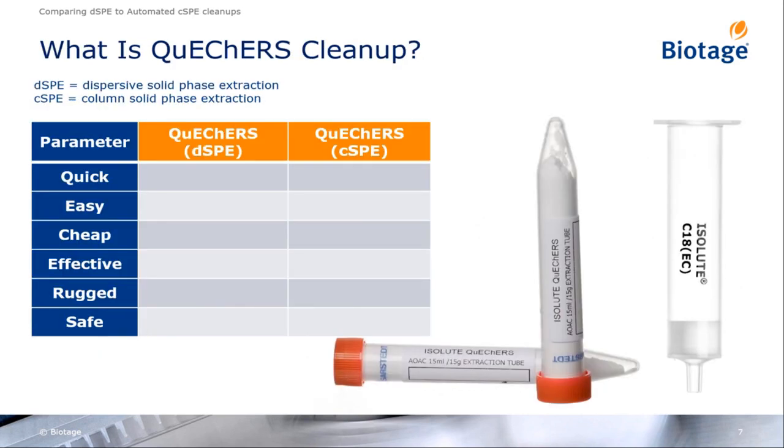So what exactly is a QueChERS cleanup? Well, traditionally speaking, QueChERS cleanup uses DSPE, or dispersive solid phase extraction. But as we just found out, you can also do the same retention mechanisms using pass-through or column-based SPE. So here is where we evaluate the 2 options, QueChERS DSPE versus QueChERS CSPE, to see if they both meet the QueChERS criteria of being quick, easy, cheap, effective, rugged, and safe.